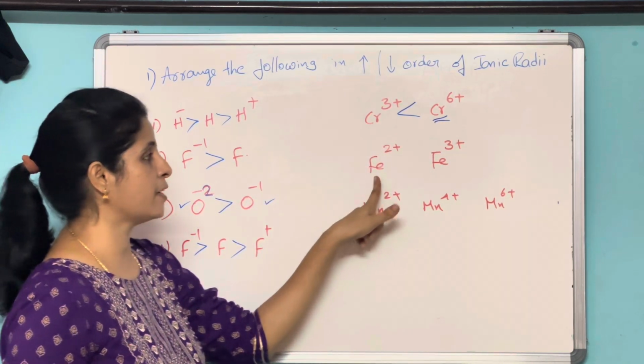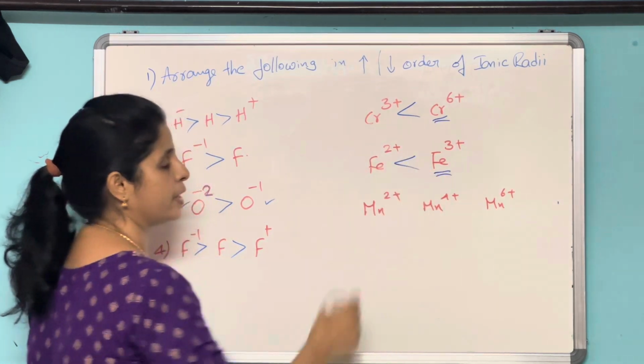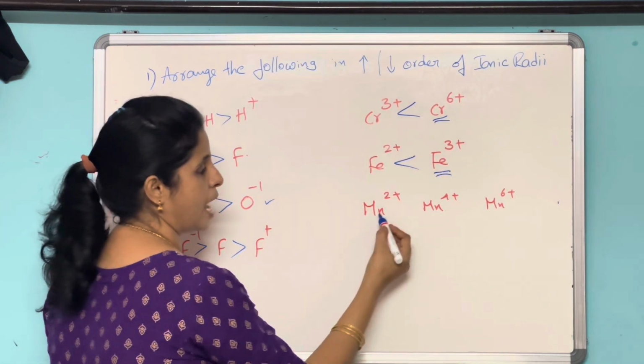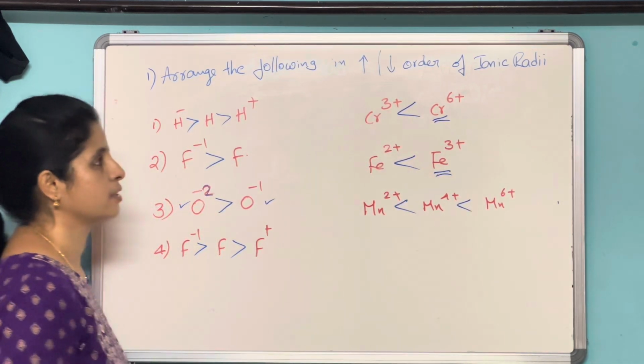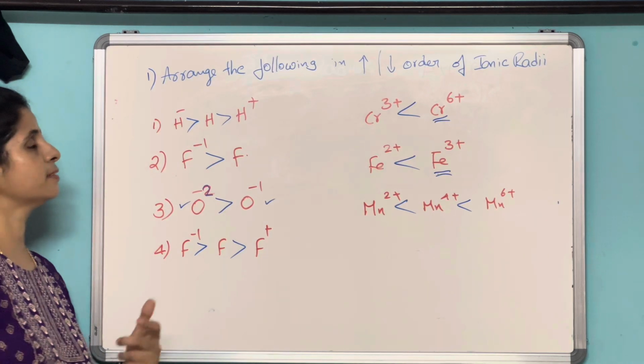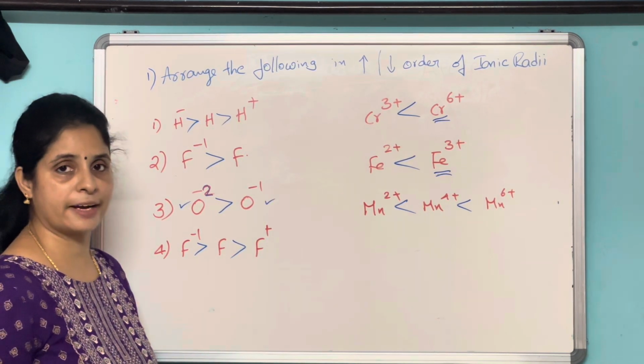So if you observe Fe2 plus and Fe3 plus, Fe3 plus has a smaller ionic radius when compared to Fe2 plus. Similarly Mn2 plus, Mn4 plus and Mn6 plus; this will be the order. This is how you can predict the ionic radii of these species, cations and anions. Okay.